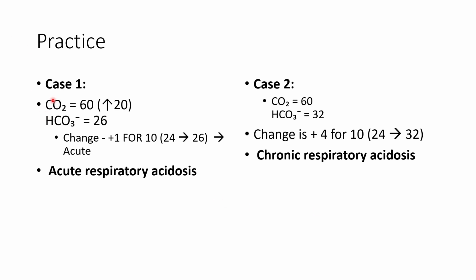So for example, let's say you see an ABG and the CO2 is 60. The normal value is 40, so the net change is 20. And the bicarb is 26. Normal value is 24, so the net change is 2, indicating an acute condition. Another case: CO2 is 60, bicarb is 32. The net change in CO2 is 20. Bicarb is 24 normally, so the change is 8, indicating a chronic issue. So for chronic respiratory acidosis, bicarb changes by 4. For acute respiratory acidosis, bicarb changes by 1. SID is one step away.